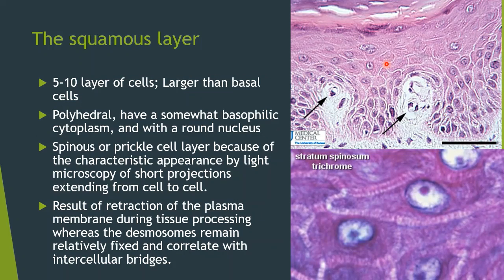Coming to the squamous cell layer or stratum spinosum, these cells are 5 to 10 layers in thickness, and they are larger than the basal cells. They are polygonal or polyhedral in shape with somewhat basophilic cytoplasm and a round nucleus. They have prominent intercellular bridges, which are the connections in between the cells and which look like spines, and that's why this is called the stratum spinosum. These intercellular bridges become prominent due to retraction of the plasma membrane during tissue processing, whereas the desmosomes remain fixed and correlate with the intercellular bridges.